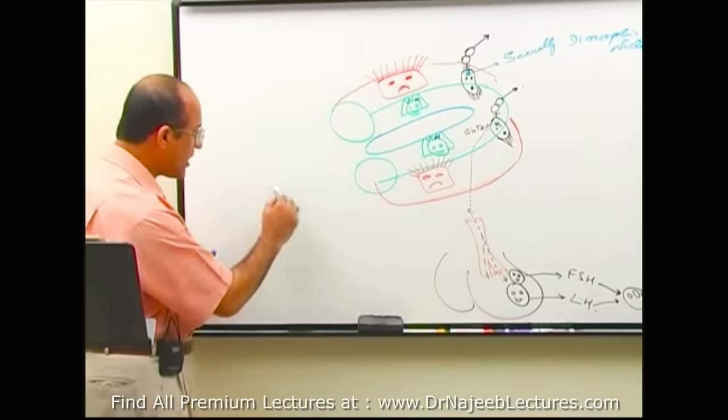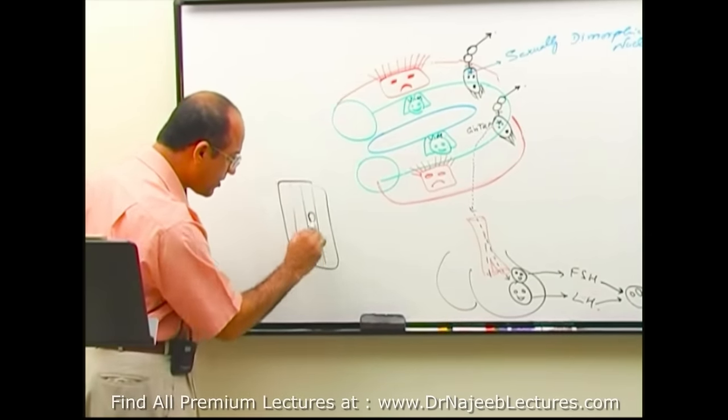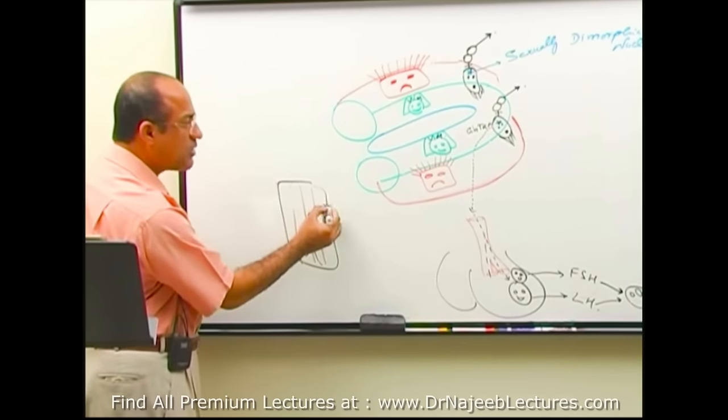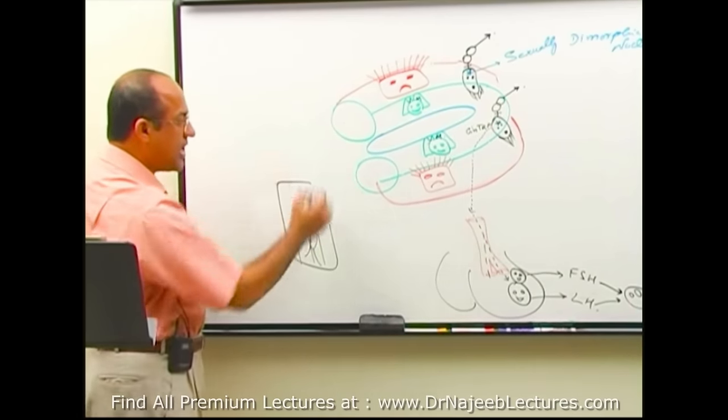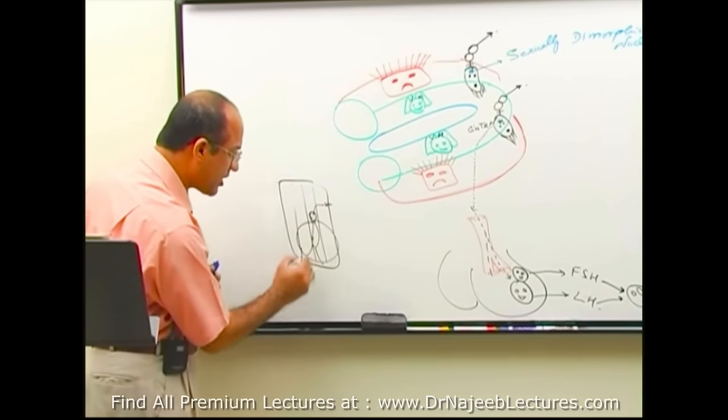You can imagine, here is a cage and here is a monkey, and you have given some electrical connection to his brain. And you are stimulating these nuclei. This monkey will keep on eating until it becomes a monkey like this.